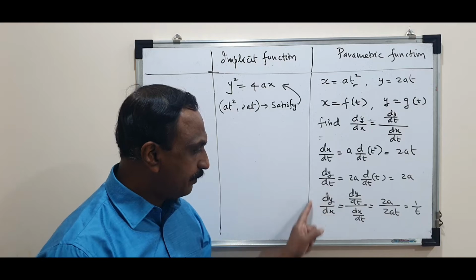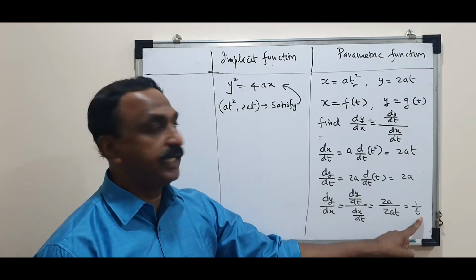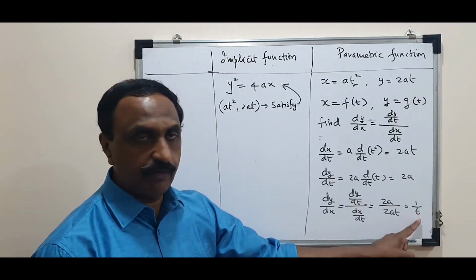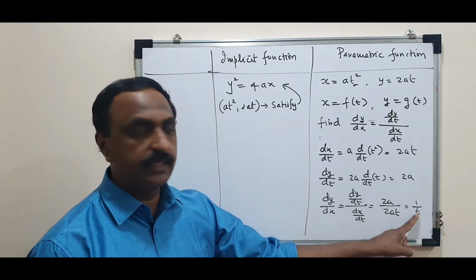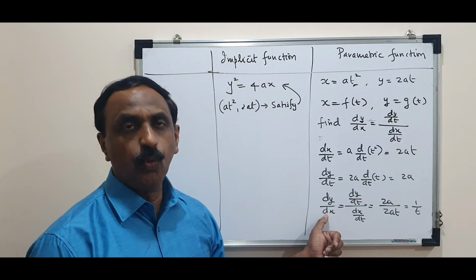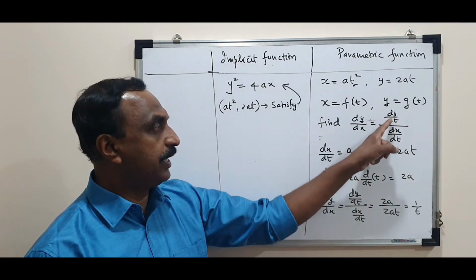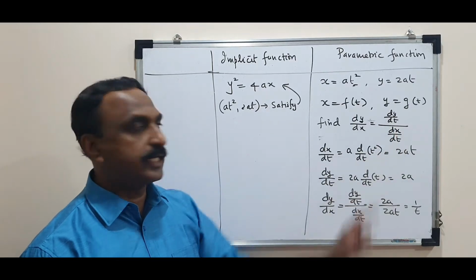And you have noticed that the derivative is expressed in terms of the parameter t. It is not in x and y. You can convert it into x and y, but it is expressed in t. So whenever you want the derivative to be in terms of the parameter, you must use the formula dy by dt divided by dx by dt.